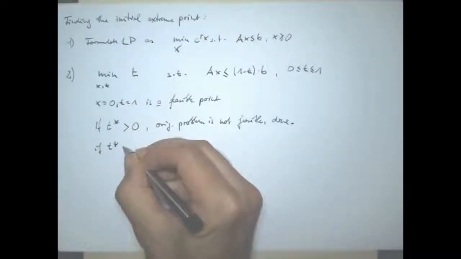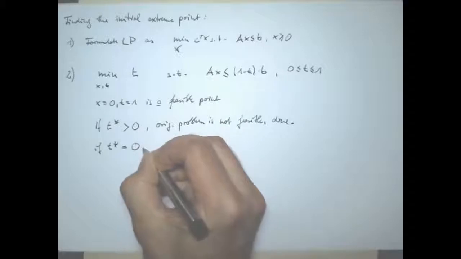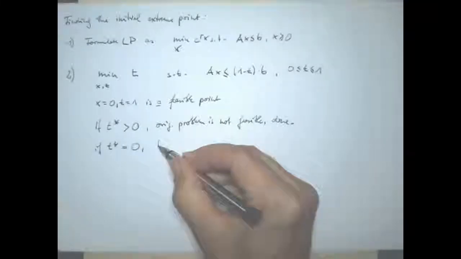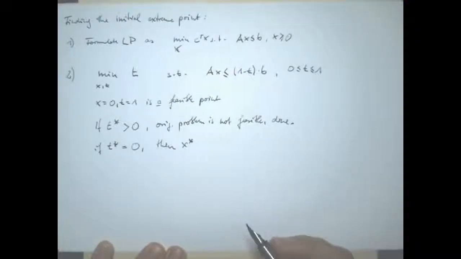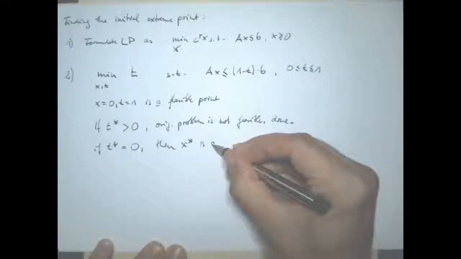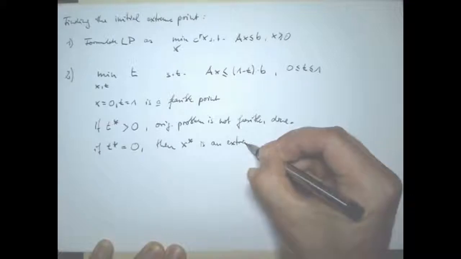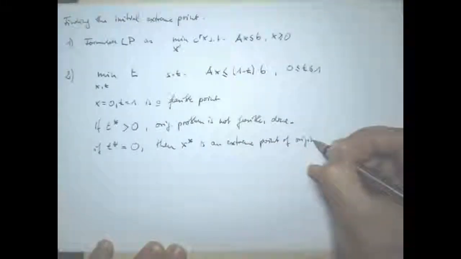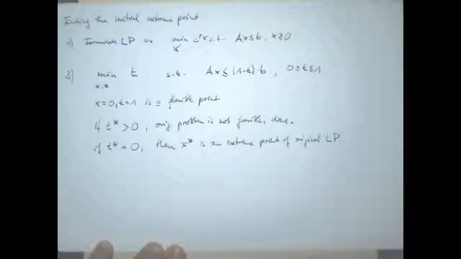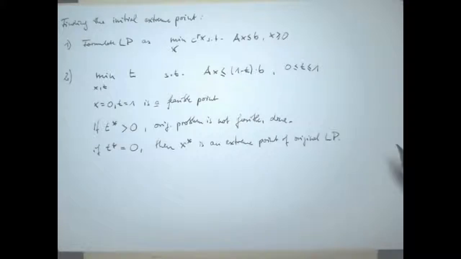If, on the other hand, your optimum solution is going to be 0, then the x star, which you find at the same time, is an extreme point of your original LP. Well, of this one here, of the LP in number 1. And then you can start using the simplex on that.